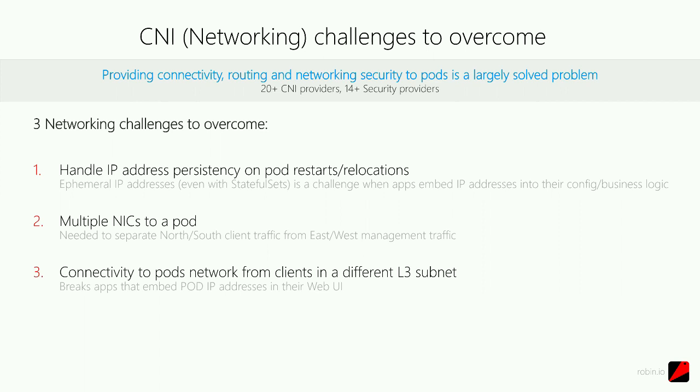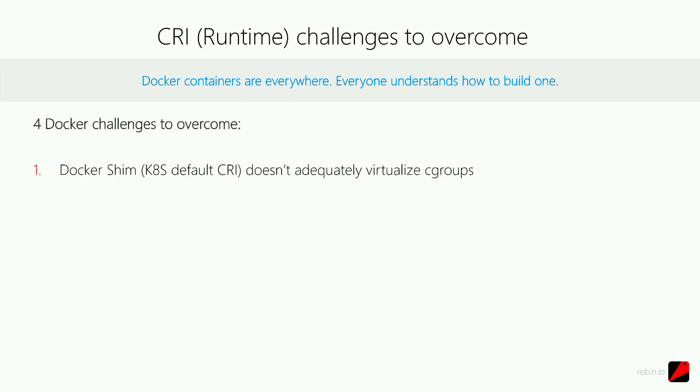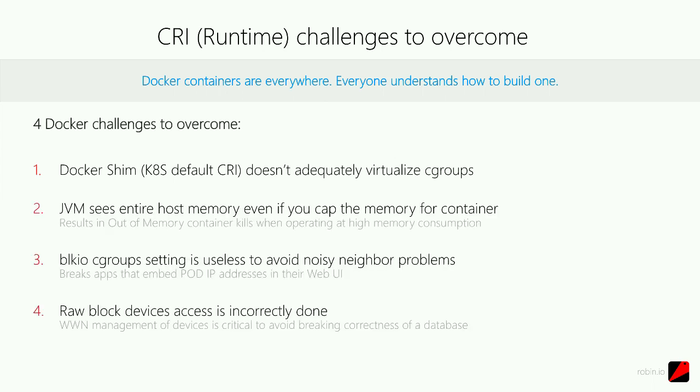Okay, so that's on the CNI and CSI challenges. The next one is around CRI. This is kind of strange, because Docker is everywhere, everybody knows how to build a Docker container, and pretty much every vendor is now building a Docker container for their software. So what else needs to be done? It obviously feels like it's all a solved problem. But when we were running these workloads, we ran into about 4 challenges on the CRI that had to be handled. Let me just expand all of this.